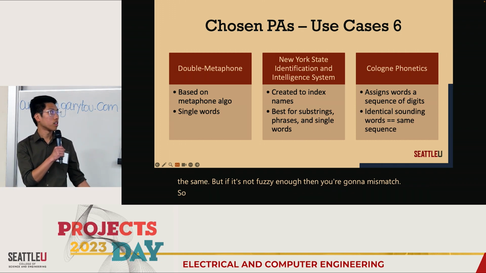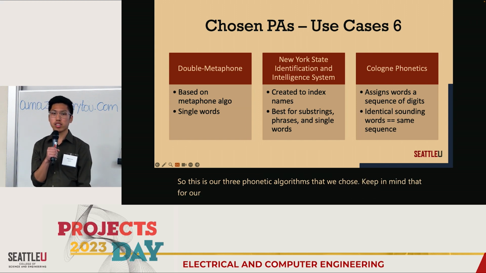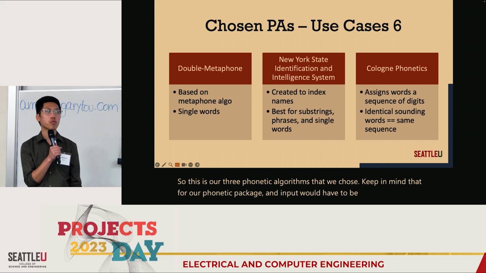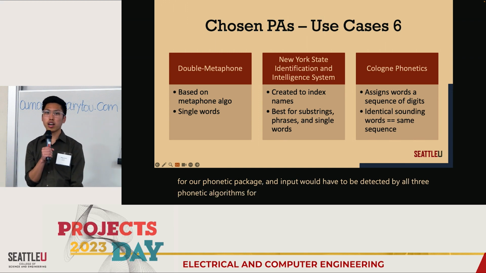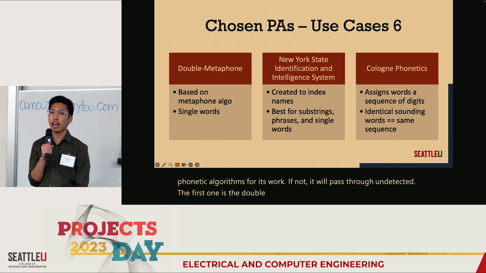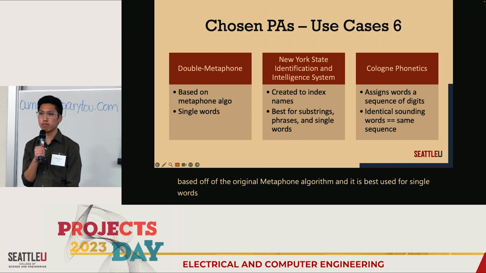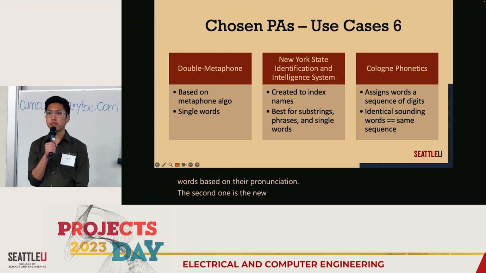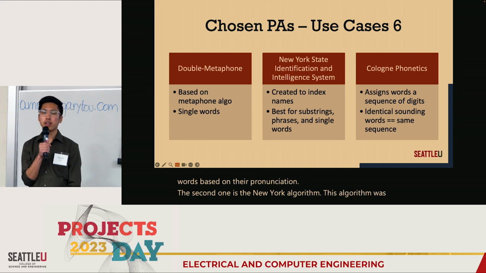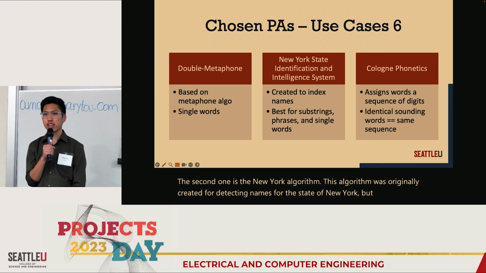So these are the 3 phonetic algorithms that we chose. Keep in mind that for our phonetic package, an input would have to be detected by all 3 phonetic algorithms for it to work. If not, it will pass through undetected. The first one is the double metaphone algorithm, which is based off of the original metaphone algorithm, and it is best used for single words based on their pronunciation. The second one is the New York algorithm. This algorithm was originally created for detecting names for the state of New York, but it can be used for other things such as substrings, phrases, and single words as well.